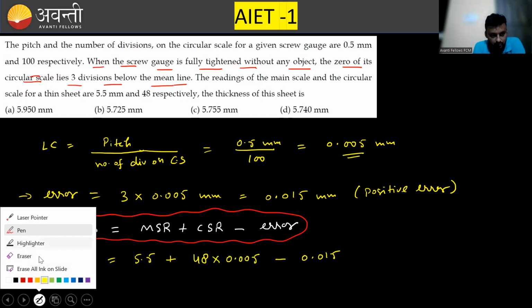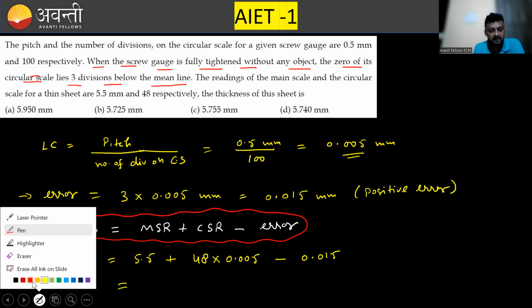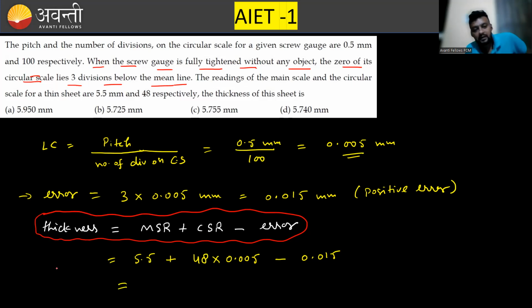I'm not going to solve it. I think everyone can solve it and you will get exactly the right answer, whatever it may be, A, B, C, D. So I think B should be the right answer after calculation. You can solve it. Moving further for the next question. I think the concept of screw gauge is clear in these two questions. That's what my aim is, to clear one topic by taking one or two questions of that topic.